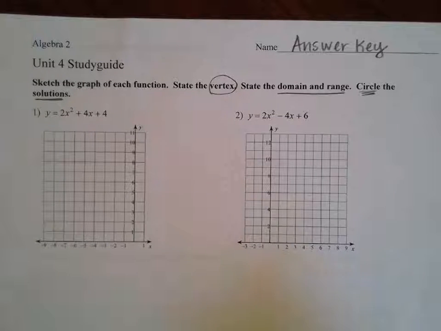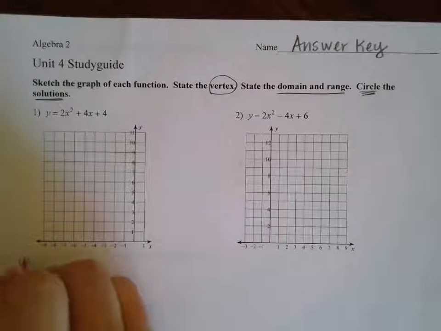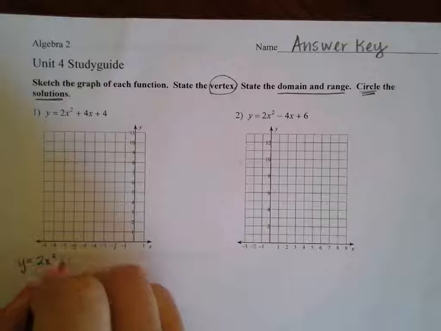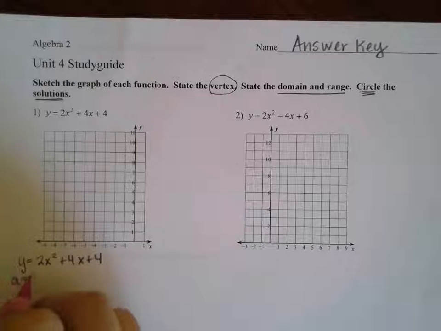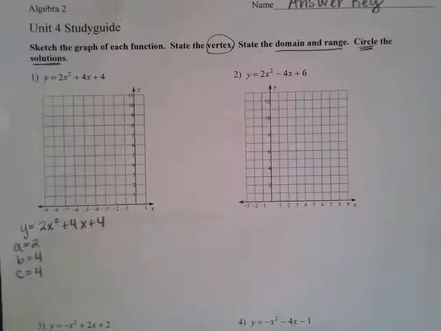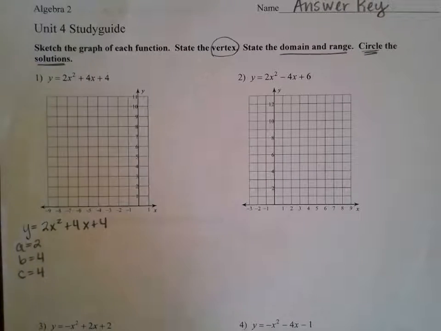So let's start out with number 1. You've got y equals 2x squared plus 4x plus 4. So that means that a is 2, b is 4, and c is 4. Okay, to start out, we're going to do the axis of symmetry. That's where we start with all these.